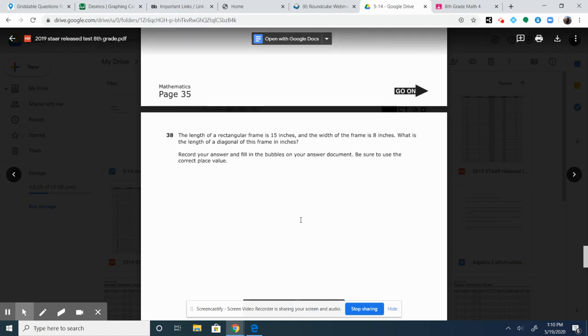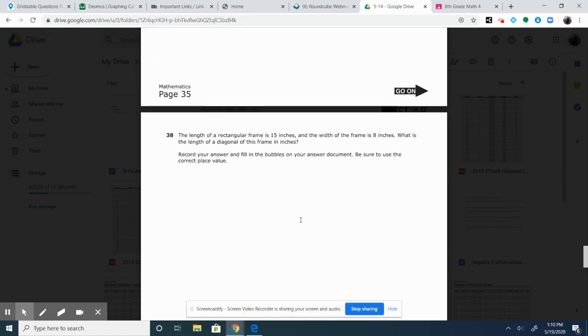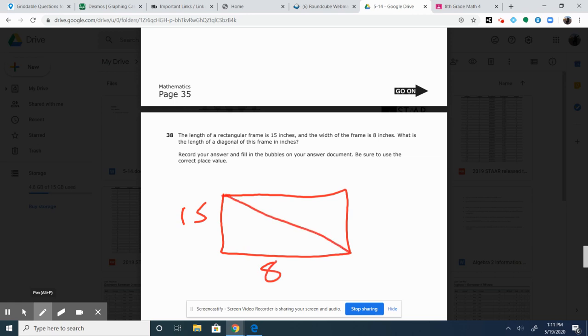Now this says that the length of a rectangular frame is 15 inches and the width of the frame is 8 inches. What is the length of the diagonal of this frame in inches? So we have a rectangular frame that has a length of 15 and a width of 8. And it has a diagonal across it. Now, if you notice, this creates a 90-degree right triangle. So we're going to use the Pythagorean theorem to solve this equation.